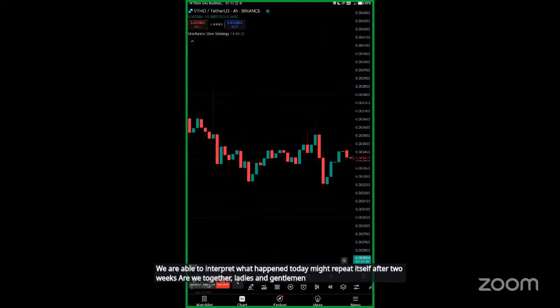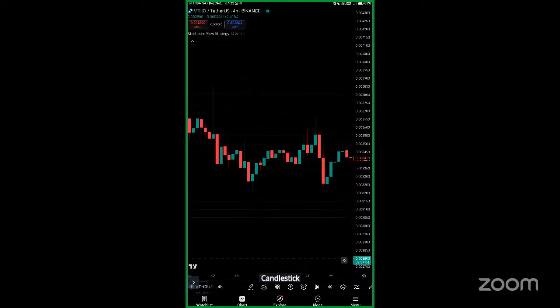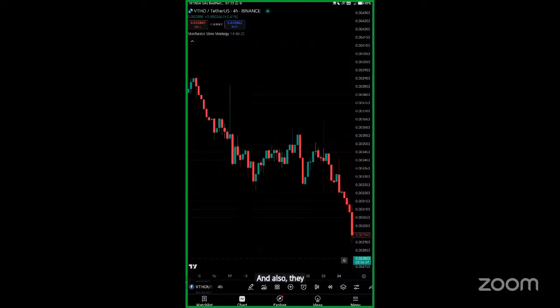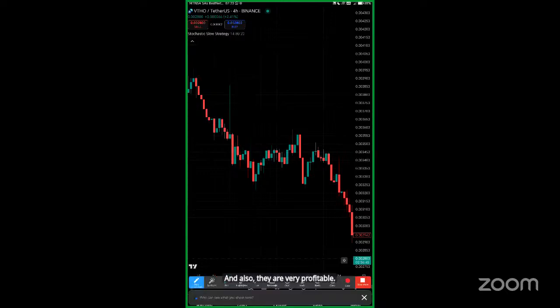So welcome to the candlestick chart pattern. It is one of the powerful trading concepts. Candlesticks are really simple, they are easy to identify, and they are also very profitable. Let me repeat that. Candlestick chart pattern. When I say pattern, I'm looking at a couple of candles.